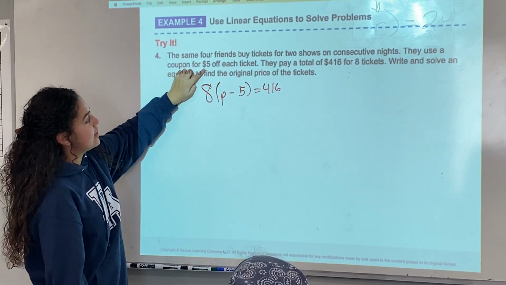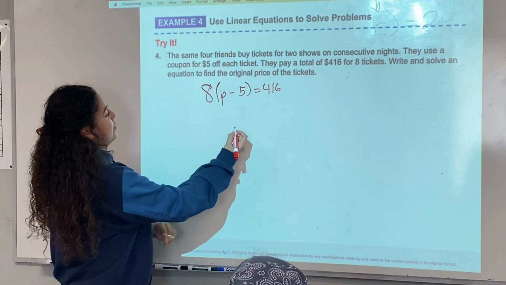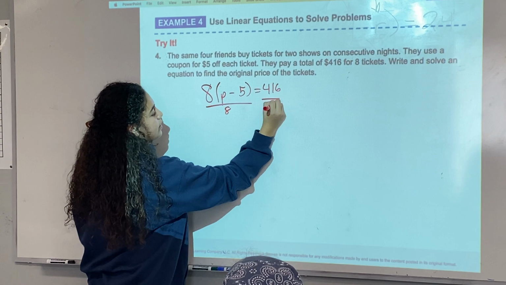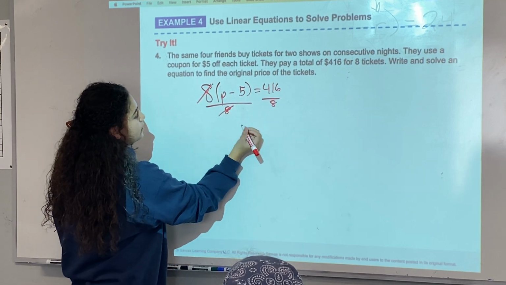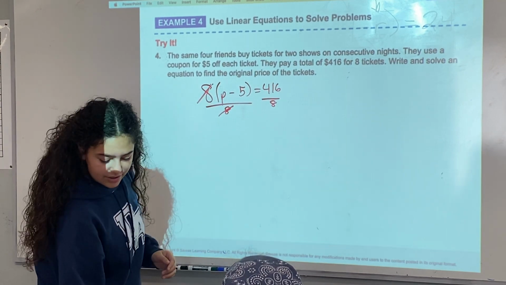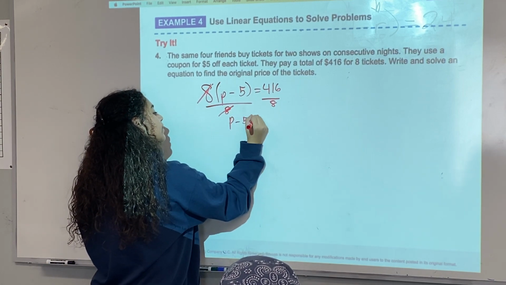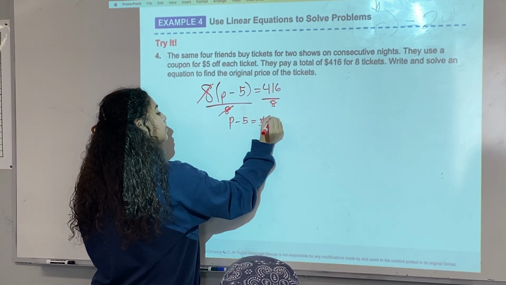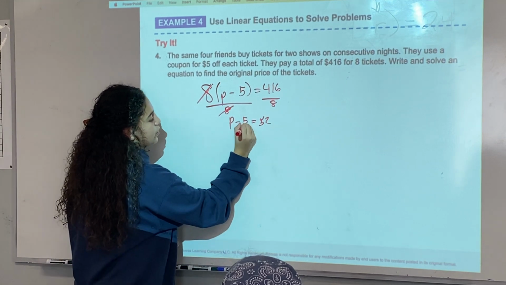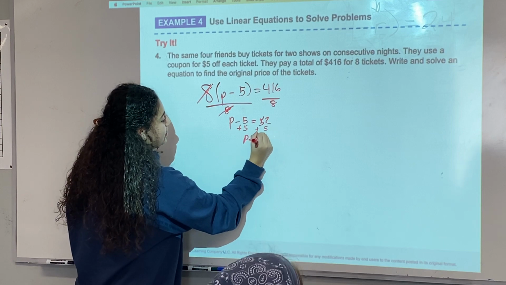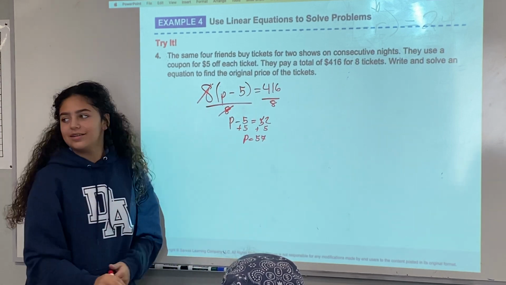And then the discount was $5, so just like last time, divide by 8 on each side, which was 52. And then it would be P minus 5 equals 52. And then all you would do is add 5, P equals 57.